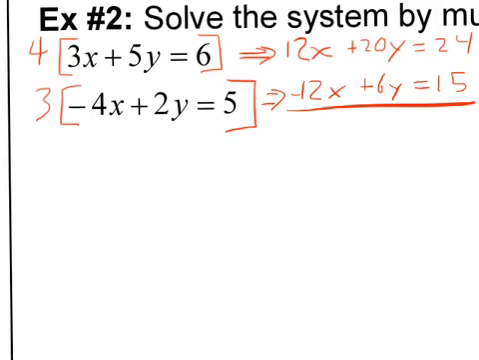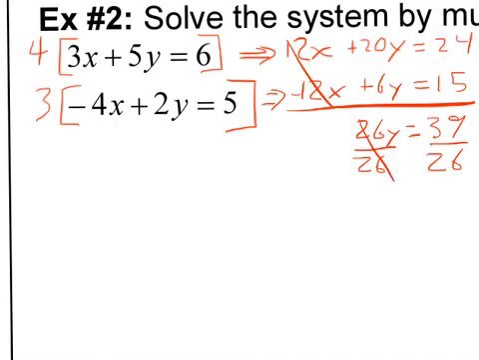12x minus 12x just gets a good 0. That's nice. 20y and 6y gives me 26y. And 24 and 15 make 39. Okay. I'm going to divide both sides by 26. Divide by 26. This cancels. And I'm left with 39 over 26. Well, I can actually reduce that.